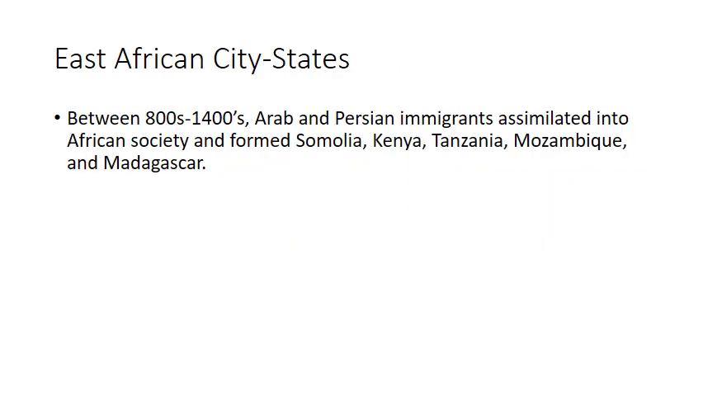More and more people started flooding into East Africa, and they formed city-states. Between the 800s and the 1400s of CE, Arab and Persian immigrants assimilated, or blended, into African society and formed the city-states of Somalia, Kenya, Tanzania, Mozambique, and Madagascar.